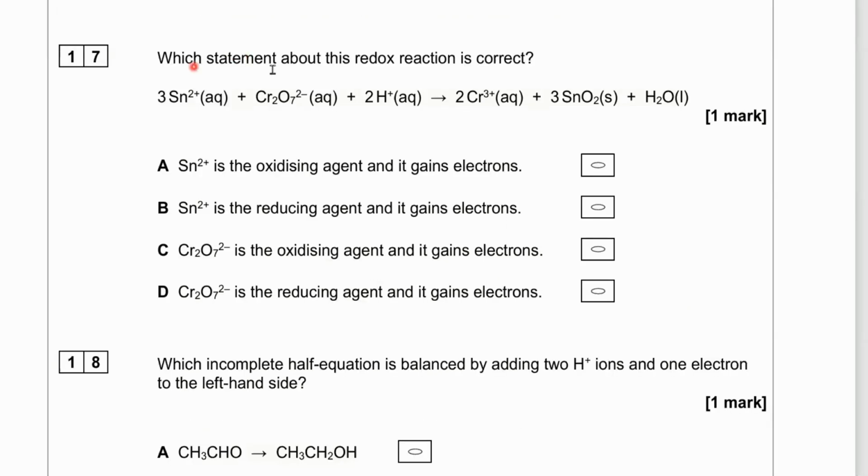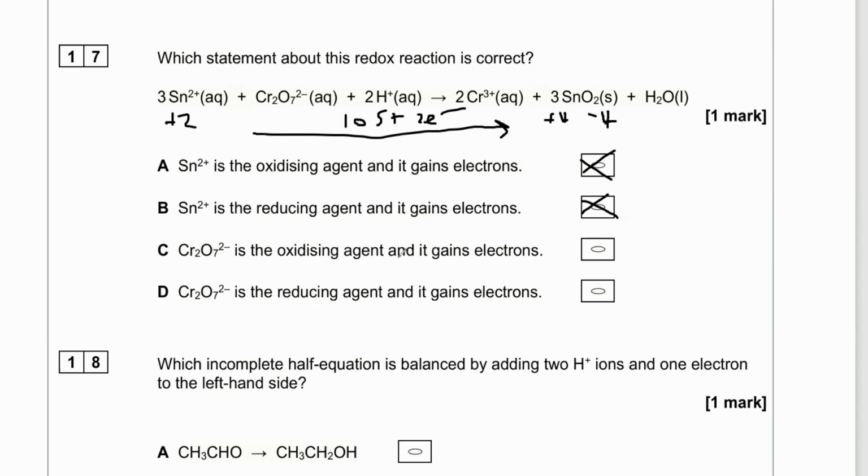Right, 17, which statement about this redox reaction is correct? So let's check out the first one. We've got tin here, a tin ion, Sn2+, is the oxidizing agent. It gains electrons. Well, oxidizing agents themselves are reduced. But let's just check out what tin does here. Does it act as an oxidizing agent? Well, actually, it's losing electrons here. So it's not acting as an oxidizing agent at all. It's actually acting as a reducing agent, the tin.